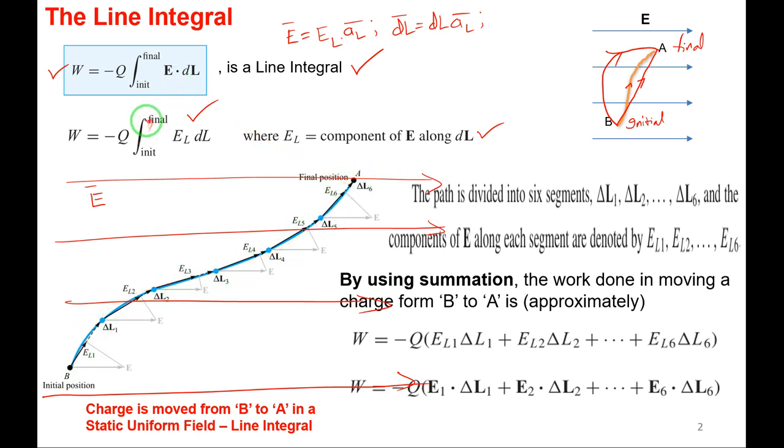I want to replace this integration by summation. I can integrate over this entire line or curved line, or I can take the help of summation. So we will divide this curved line into 6 different line segments. This is the first line segment, let us call it delta L1. Then the second line segment, delta L2.